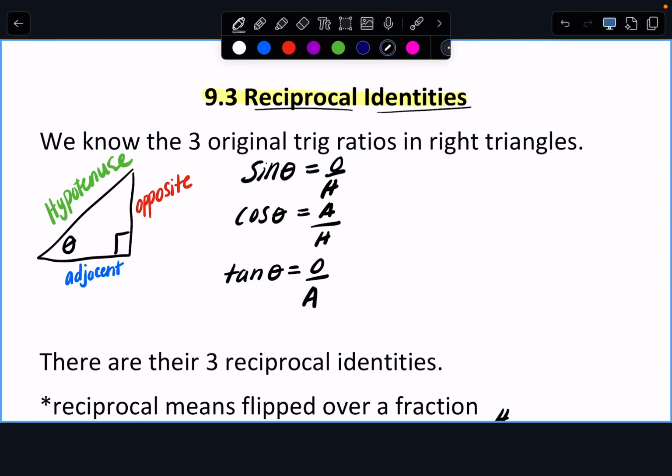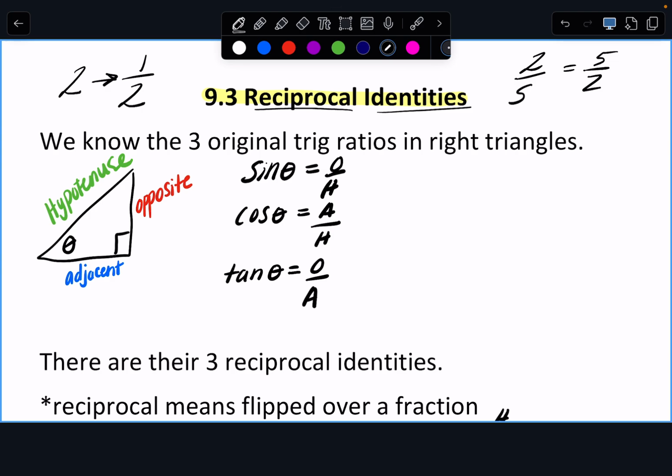Reciprocal identities, or reciprocal trig functions. Reciprocal means taking a fraction and flipping it. So what would be the reciprocal of 2? 1/2. What would be the reciprocal of 2/5? 5/2. Okay, that's what a reciprocal is. It's when you flip a fraction.